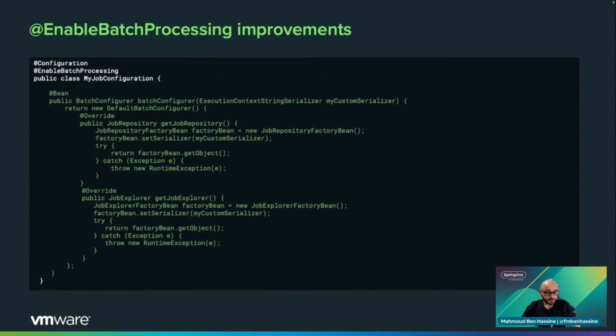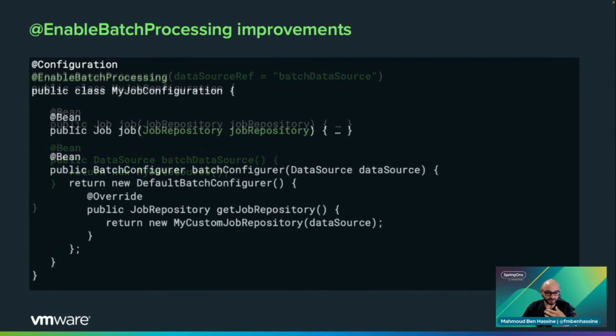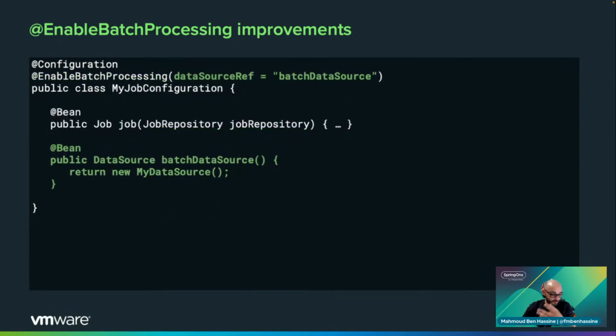Yeah, so for a single property, maybe it's not too impressive because it's not a lot of code that we removed here, only this bean. But sometimes for a property which is set on the job repository, the job explorer, and maybe another component, we have to write a lot of code.